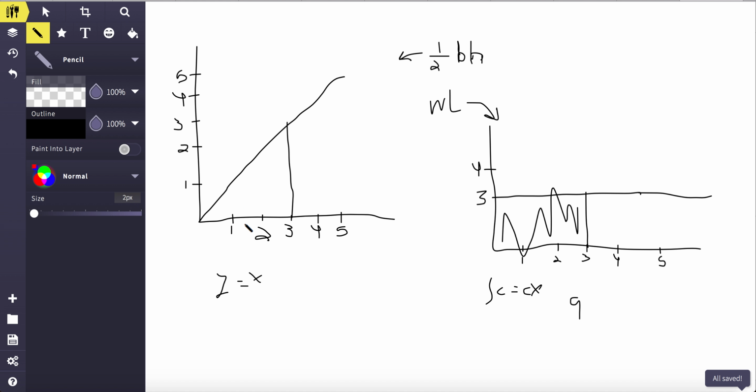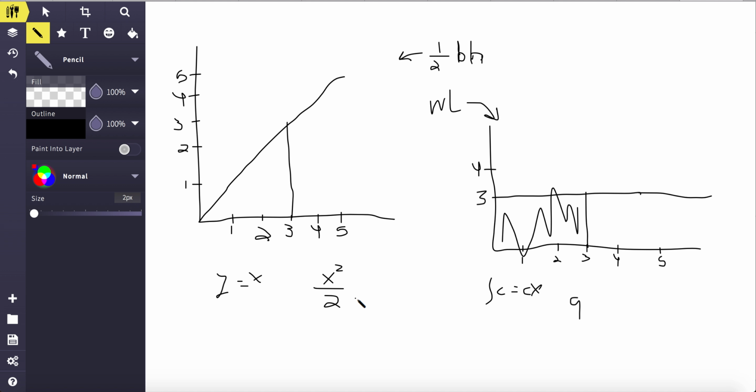So if this is x, and x is 3, so we have x. What is our height? Well, our height is also 3 because y equals x, so now we have x squared. But we also have a triangle, and that means 1/2 of the base times the height. Well, the base is x, the height is x, and we divide by 2. So the integral of just y equals x is x squared over 2.